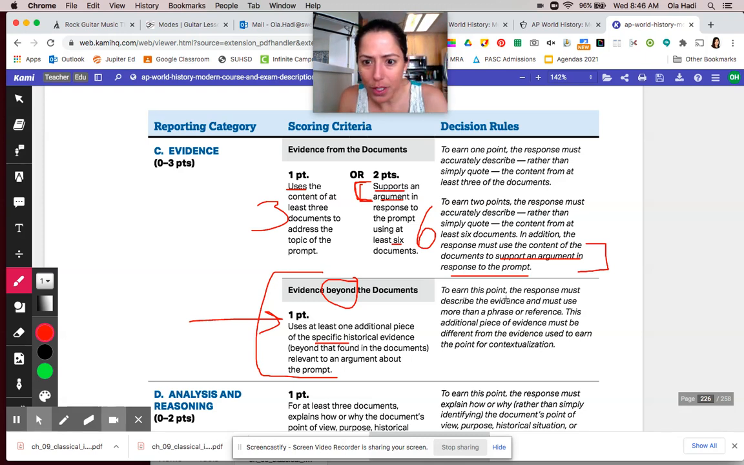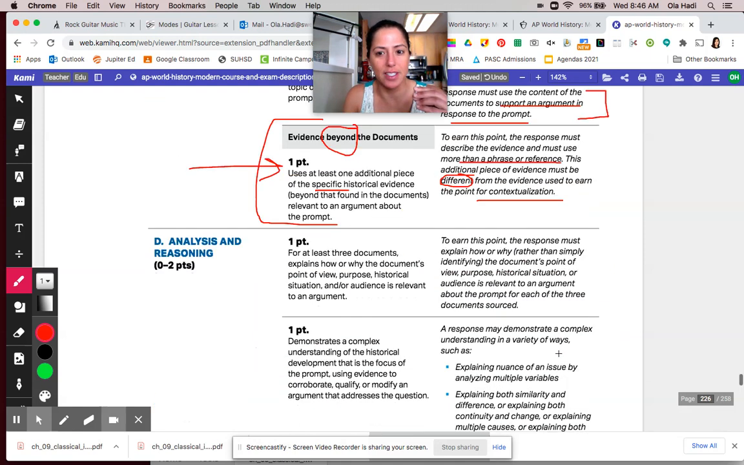So this says the response must describe the evidence and must use more than a phrase or a reference. You have to explain it. This additional piece of evidence must be different from the evidence used to earn the point for contextualization. Okay, so you can't double dip, as it's called. It has to be separate.